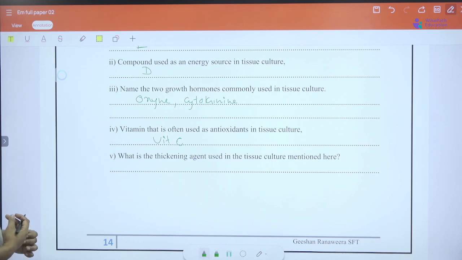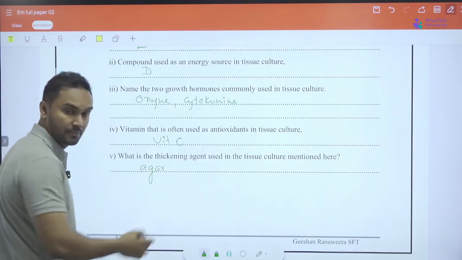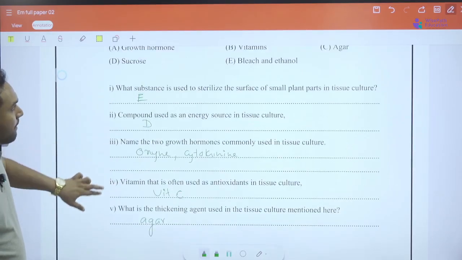What is the thickening agent used in the tissue culture? Yeah, C.